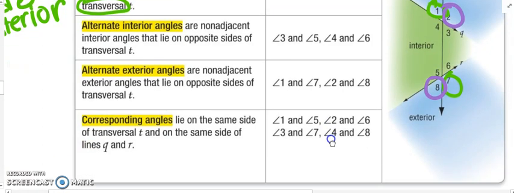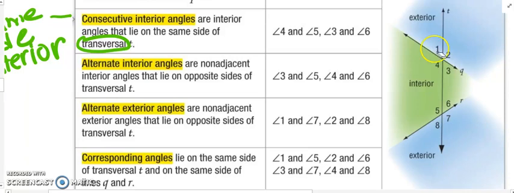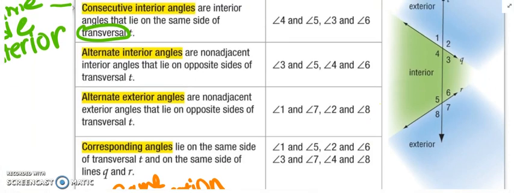And then lastly, we have corresponding angles. If something's corresponding, it can mean it's communicating, but it also means it's in the same location. So that's what this means here. It's in the same location. The two angles are not the same, they're just in the same spot according to the transversal.